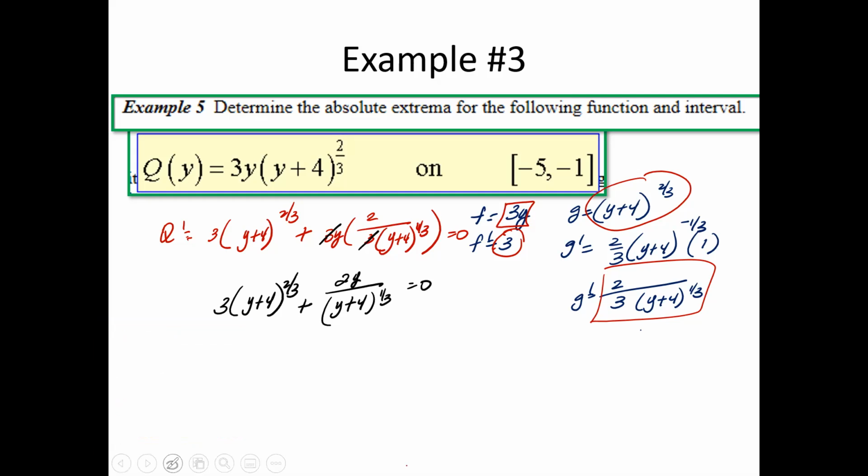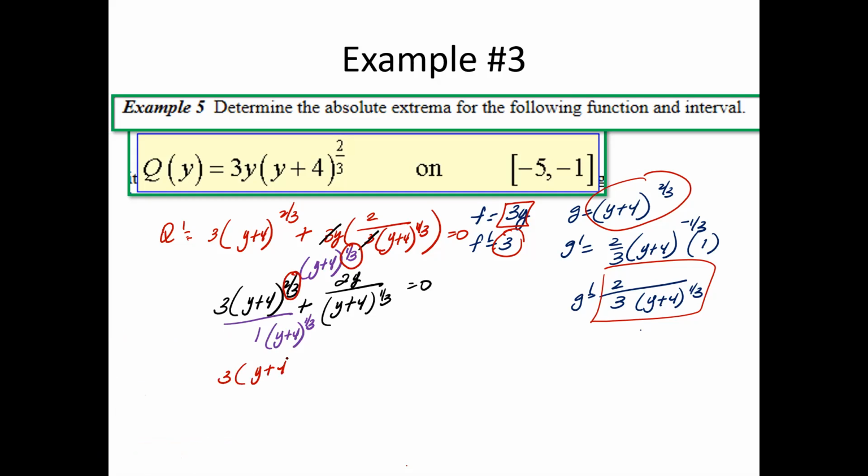I think it would be good to maybe combine like terms, or at least have a common denominator. So I know I have a 1 down here, so I need to multiply by (y+4) to the 1/3 on the bottom, and (y+4) to the 1/3 on top, because essentially I'm just multiplying by 1. And then what ends up happening is I have a 3 still, but then the 2/3 and the 1/3 I added together will give me 3/3, which is just 1.